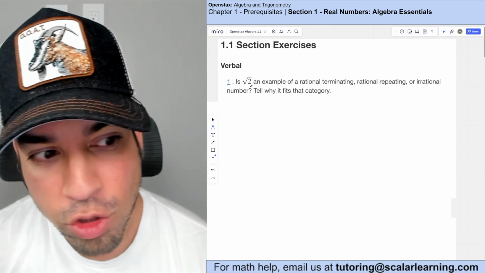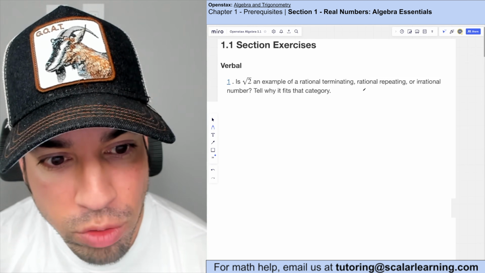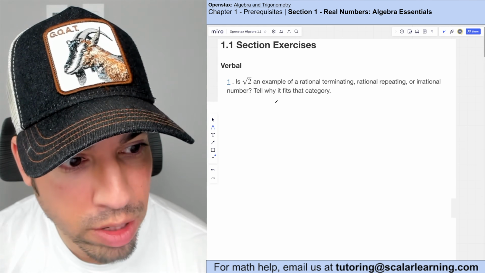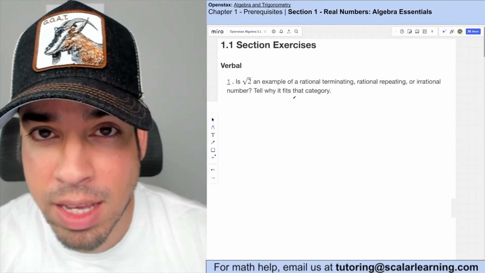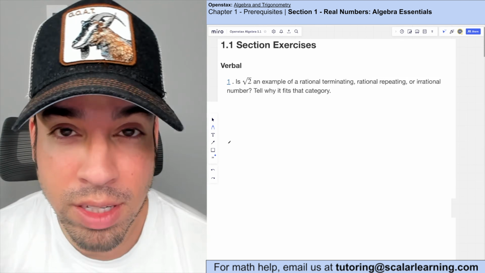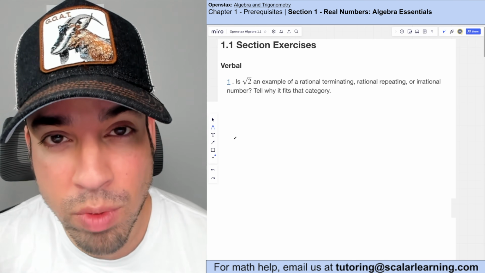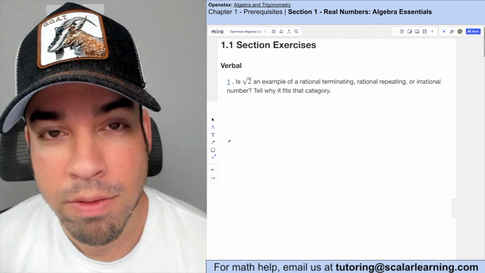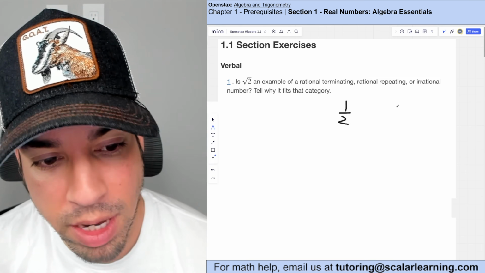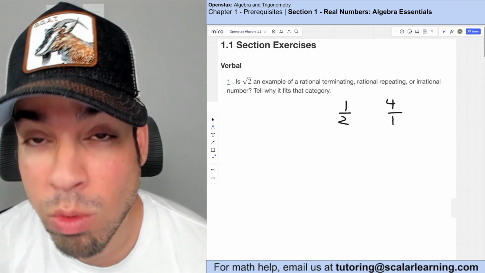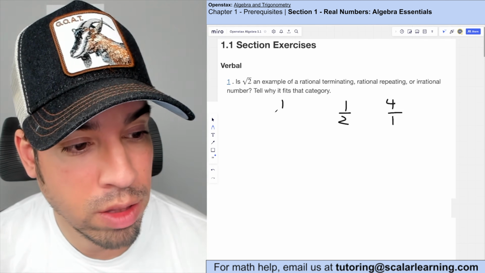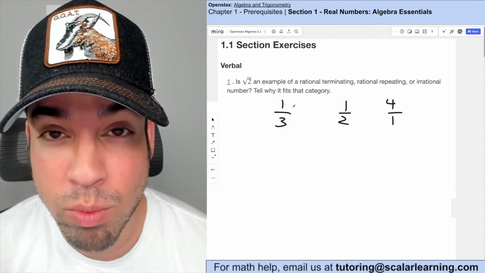Let's do it. The square root of 2, an example of a rational terminating, rational repeating, or irrational number. Tell why it fits that category. So a rational number is a number that can be represented as a ratio of two integers. For example, 1/2 would be a rational number. 4/1 or 4 would be a rational number. 1/3, even though it's repeating, would be a rational number.